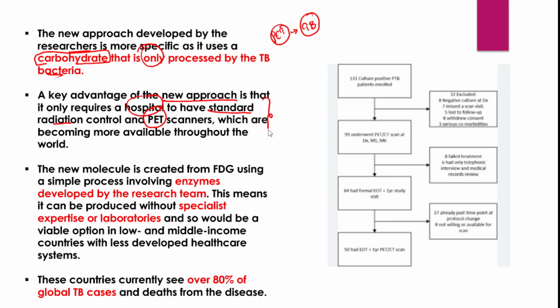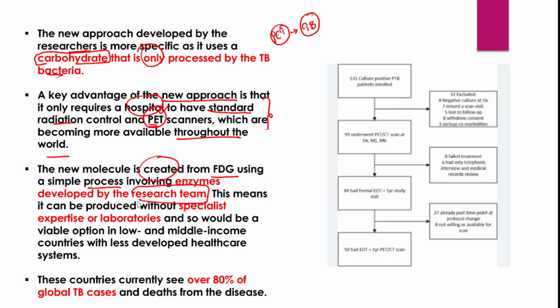So once these hospitals or medical facilities have both standard radiation control and PET scanners, they can easily scan for the signs of active TB among the affected individuals. And in fact, both these scanners and standard radiation control techniques are now available throughout the world. And in fact, a new molecule is created from the FDG using a simple process which involves enzymes being developed by the research team from UK and US.